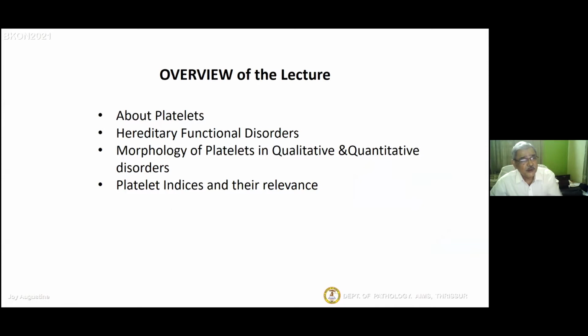Now, this is how the lecture is going to go. I'll be saying a few things about the platelets, the basics. Then we will talk about the hereditary functional disorders. And then we will look at the morphology of the platelets in qualitative disorders, that is the functional disorders, and then the quantitative disorders. Now, the second part of the lecture will be based on platelet indices and their relevance in clinical medicine.